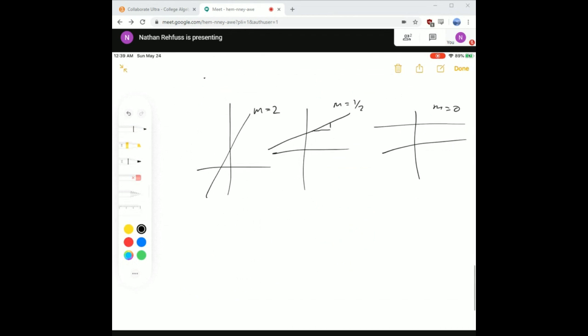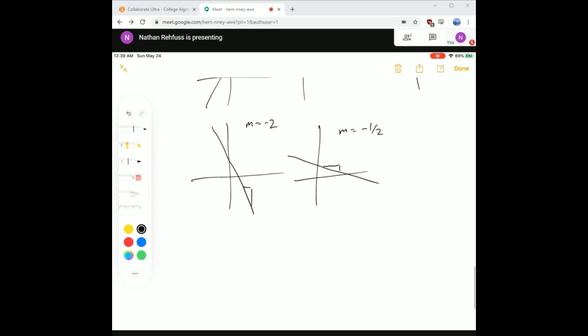Now, on the other hand, if your slope is negative, then as you run to the right, instead of rising, you're going to fall. So here's m is -2, and here's m equals -1/2, steep and shallow, respectively. So here, if I run over 1, I'm going to fall 1/2. Here, if I run over 1, I'm going to fall by 2. So larger numbers are steeper. If it's positive, it goes up and to the right. If it's negative, it goes down and to the right. That's slopes.